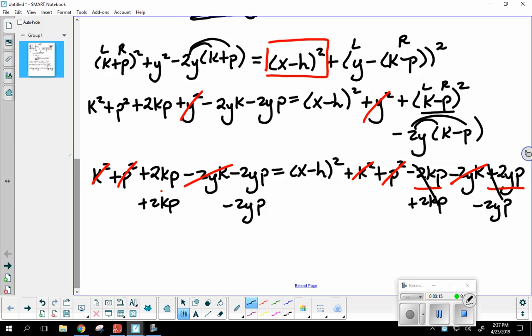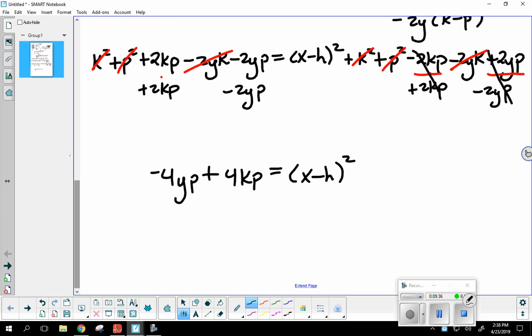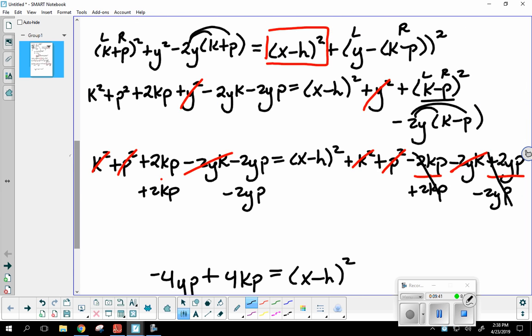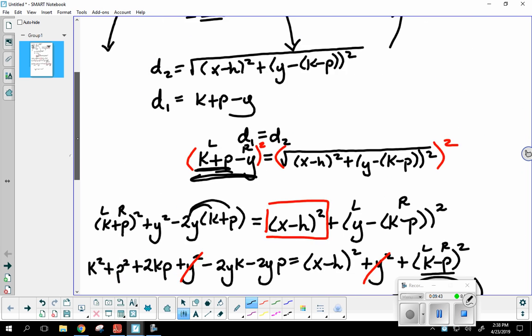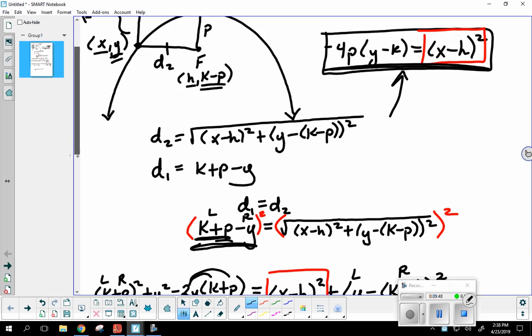Okay, so those will now cancel, just so everybody's able to follow along. So I'm going to go ahead and put this negative term first. Negative 2yp minus 2yp would be negative 4yp plus 2kp plus 2kp is 4kp equals. Now the only thing left on the right side is the x minus h squared. Take a look at what we've done so far. It expanded very large for a few steps, but now it's looking very much like what I need it to. There's just one last step.